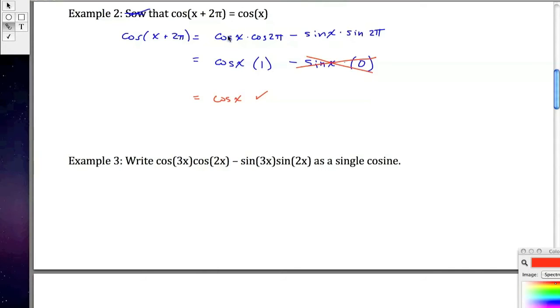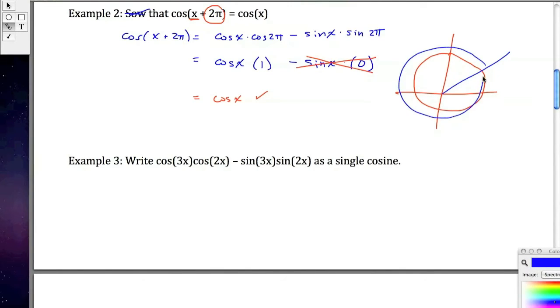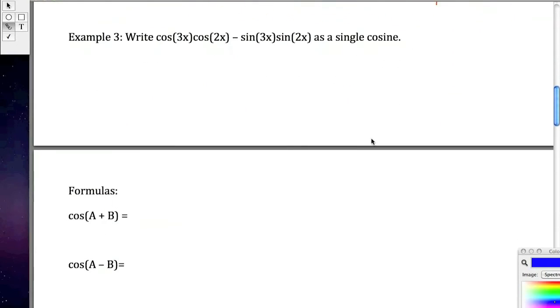Okay? What this is showing is that if I'm at value x, whatever the angle happens to be, and I go all the way back around, so I go all the way around my unit circle, right? Here's my unit circle. If I'm at an angle here, and I go all the way around, the cosine is going to be the same, right? Because 2 pi is really all the way around, so the cosine is going to be the same. So the cosine of this angle here and its coterminal angle when I go all the way around is the same.